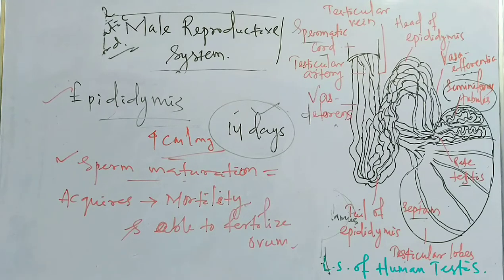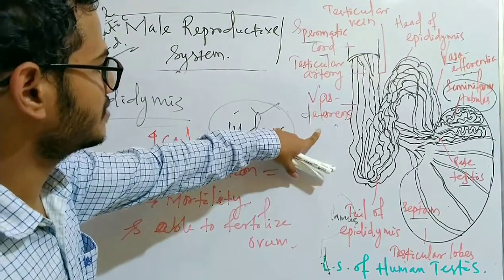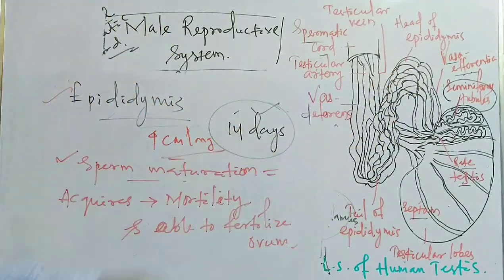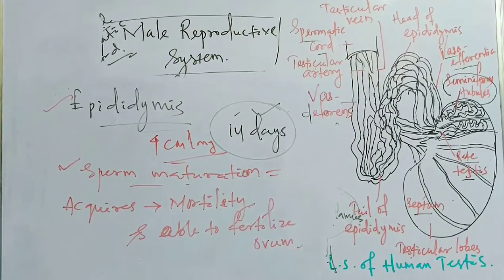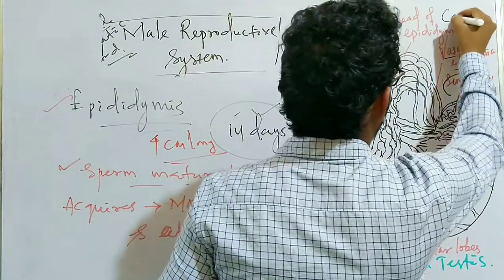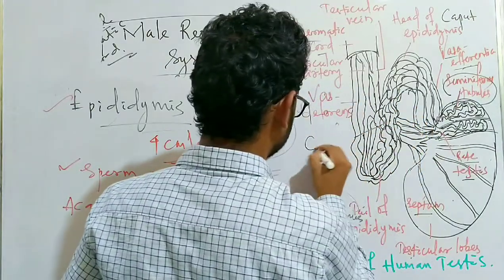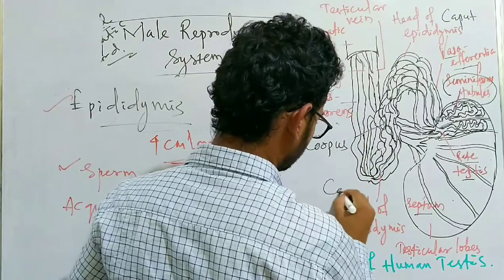So let's discuss the ductus deferens or the vas deferens now. The vas deferens is the next part after the epididymis. But before that, let's discuss the different parts of the epididymis. What are the different parts of epididymis? The parts are caput, corpus and cauda. So this is the caput. Then the centrally located part is the corpus. And finally the tail is the cauda.